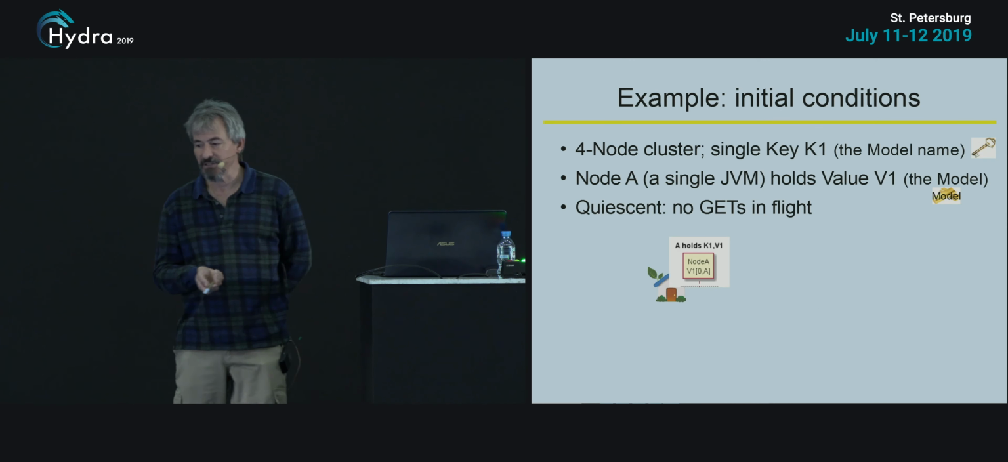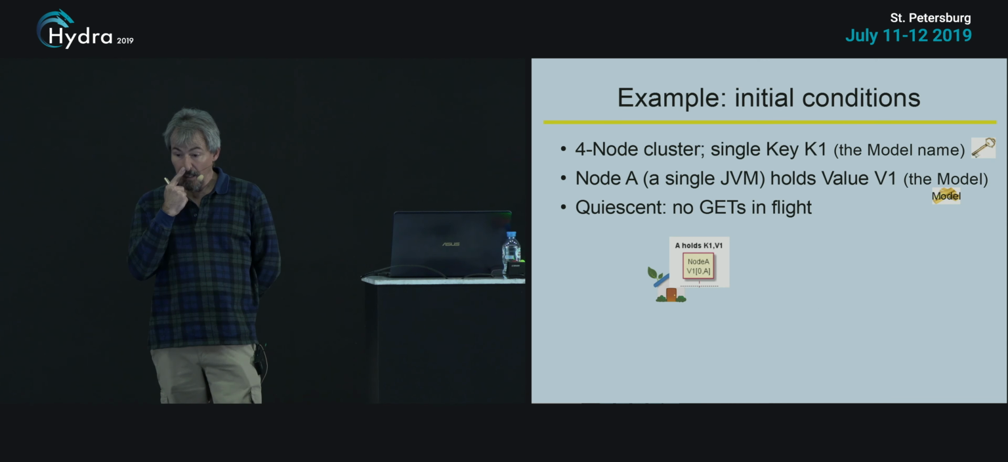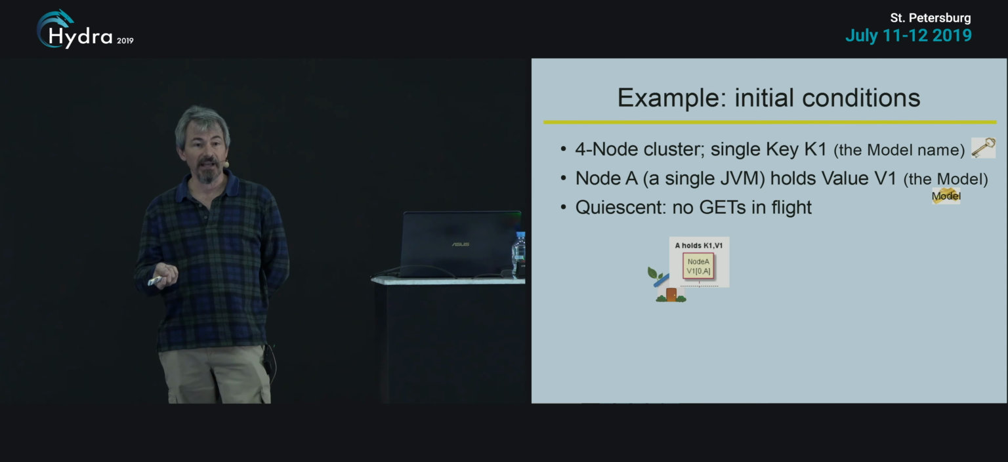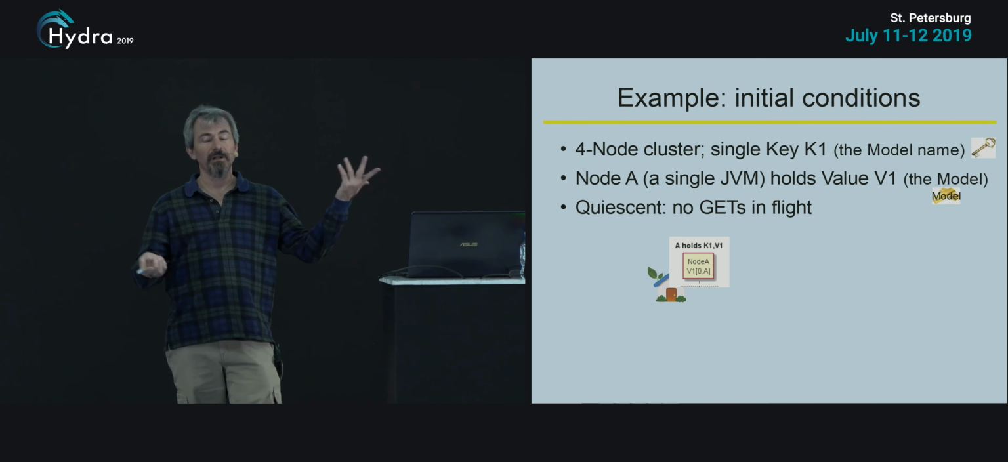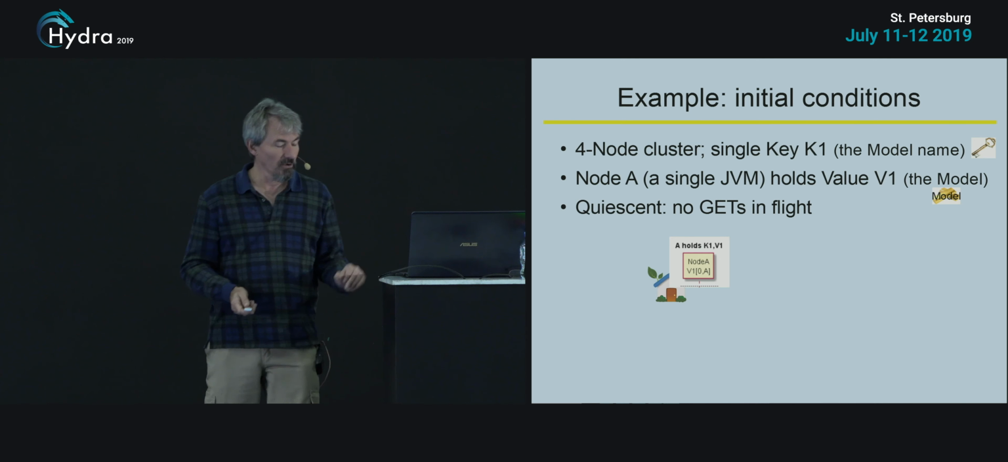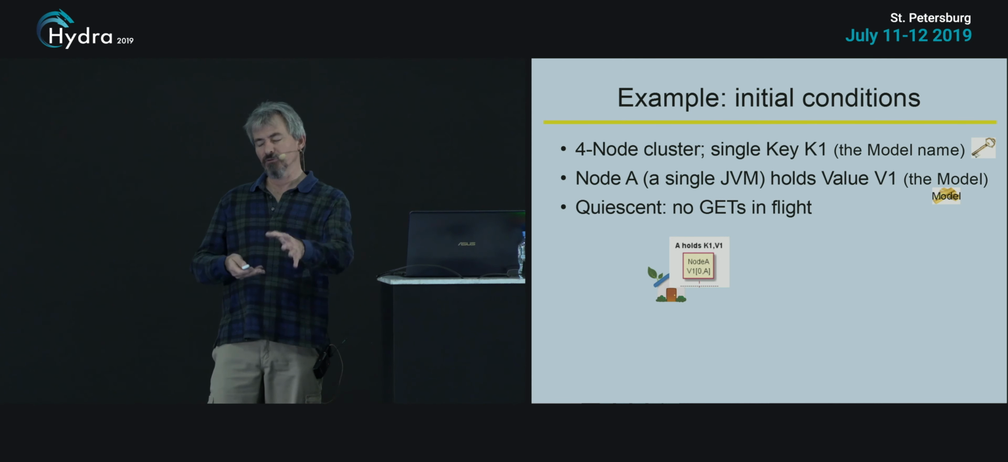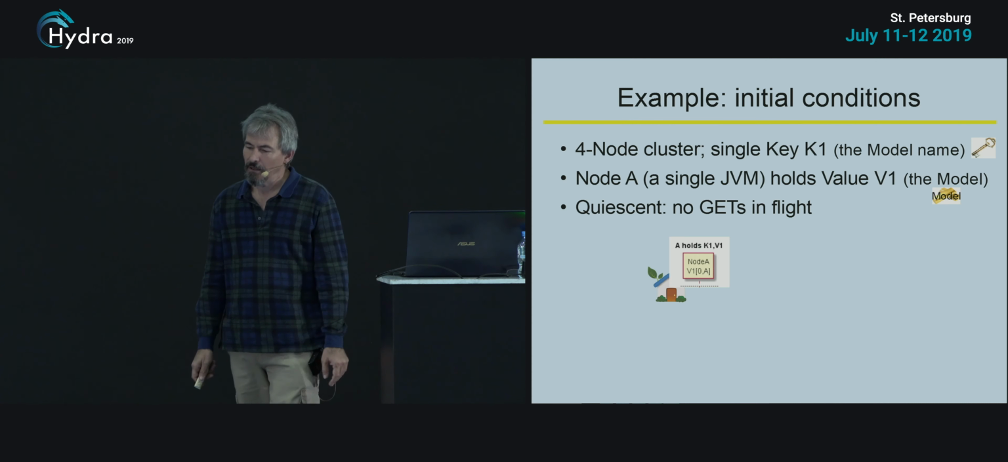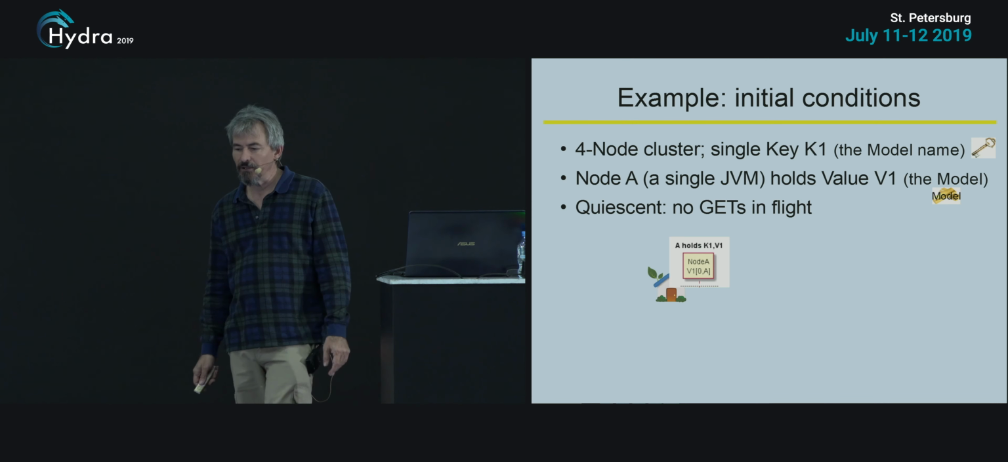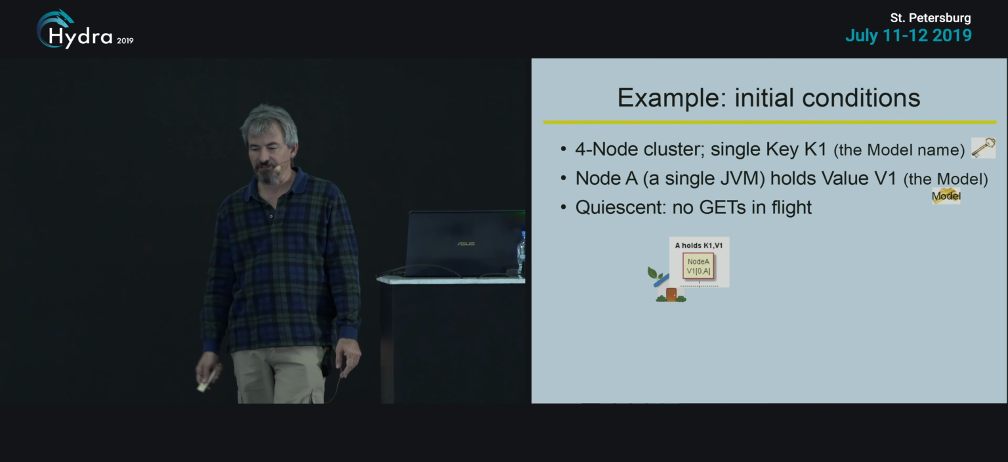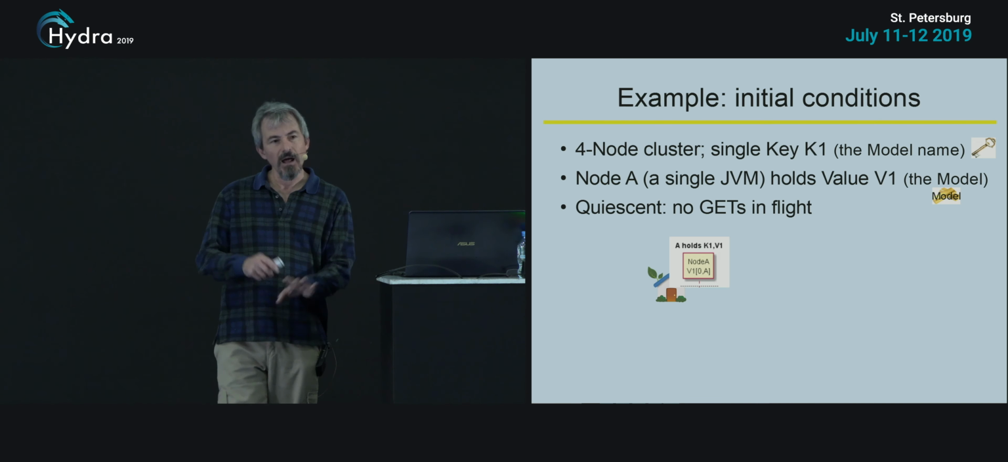Okay, so let's look at some examples here. There's a single key in this example because I don't need multiple keys to make this go. But if I do multiple keys, it's almost exactly the same until you do multiple stores. We'll get to there if we get there. There's an initial value, the model. It's going to start on some node A, and nothing's in flight.